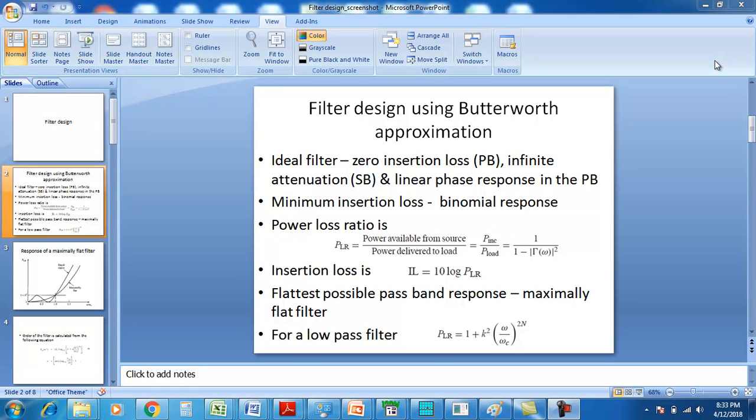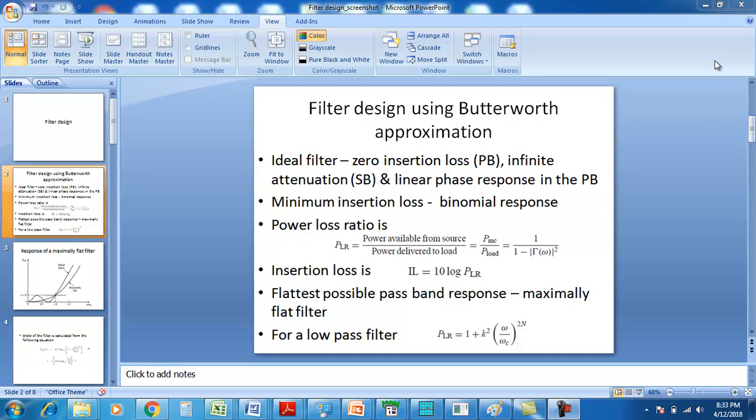Infinite attenuation means it has to block a certain band of frequencies. That's why this is called the stop band. Linear phase means the phase variation is in a linear manner in the passband. So these are all the characteristics of an ideal filter, but practically this is not possible.